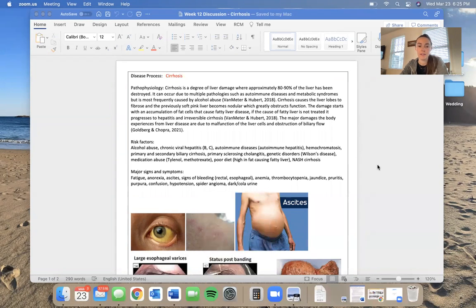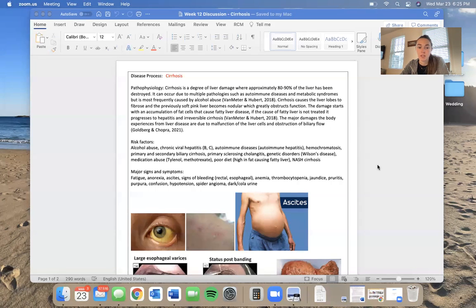Hi, everyone. For this week's discussion post, we're talking about cirrhosis. Cirrhosis is a degree of liver damage where about 80 to 90% of the liver has been destroyed. It occurs due to multiple pathologies such as autoimmune diseases and metabolic syndromes, but is most frequently caused by alcohol abuse. Cirrhosis causes the liver lobes to fibrose, and the previously soft pink liver becomes nodular, which greatly obstructs function.